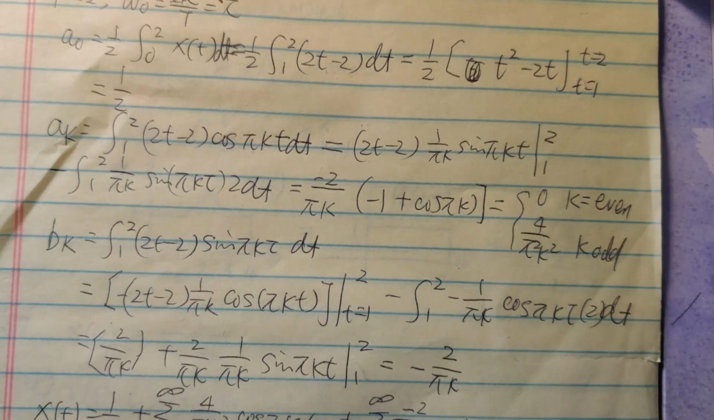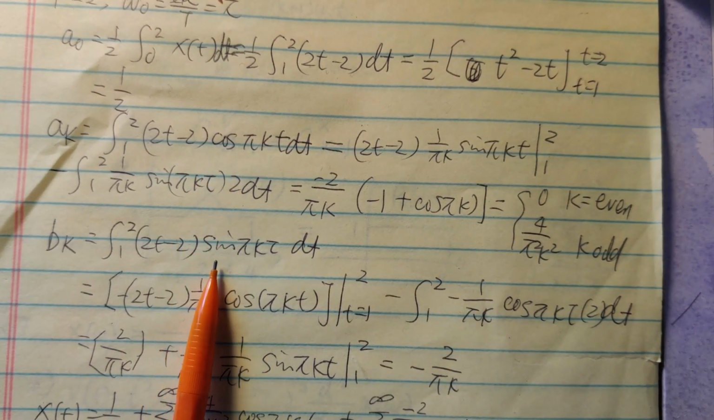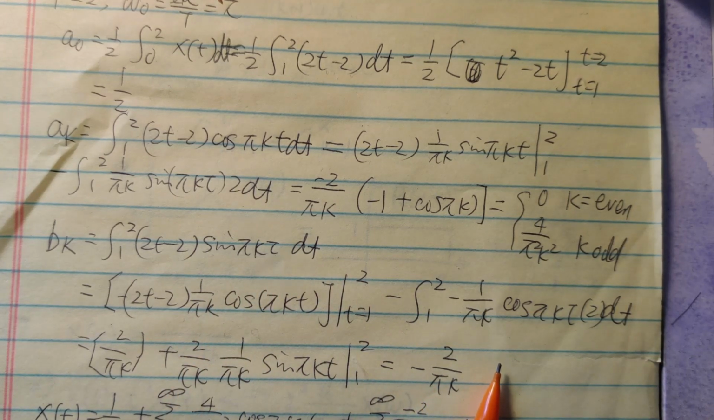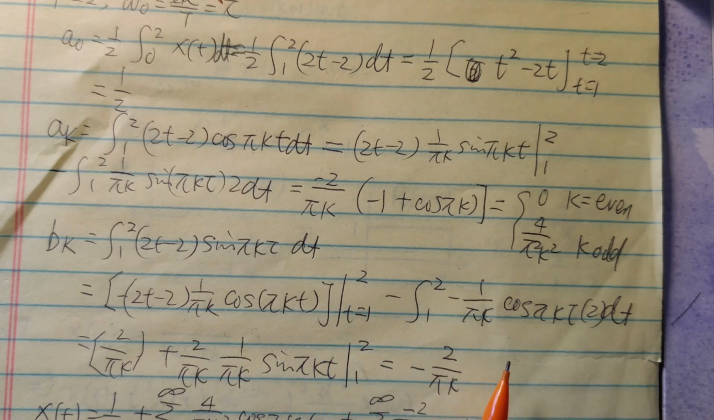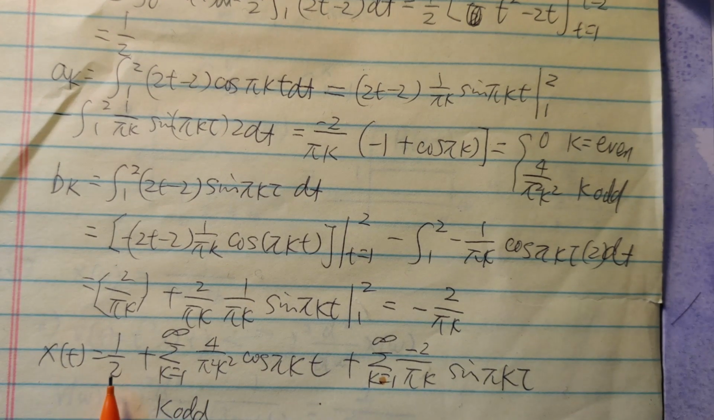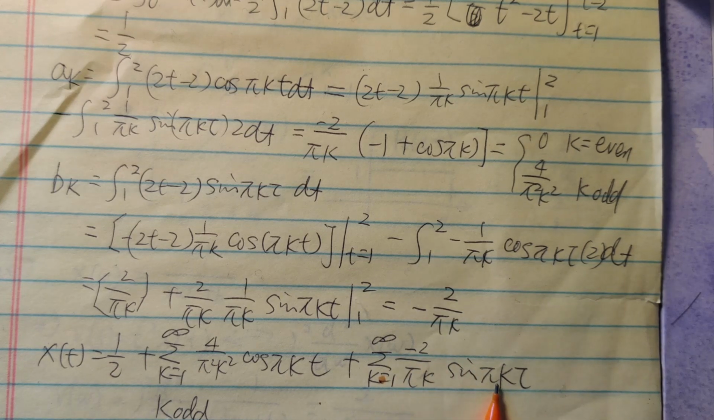For bk, instead of using cosine, we have sine pi kt over here. So all the other stuff is similar. I'm going to show this detailed step by step in a file and upload it to Blackboard, so you can take a look. So now I get a0, ak, and bk. So you can express x(t) in this synthesis equation, right? So x(t) is a0 plus the summation of many ak's times cosine harmonics, and many bk's with those sine harmonics.